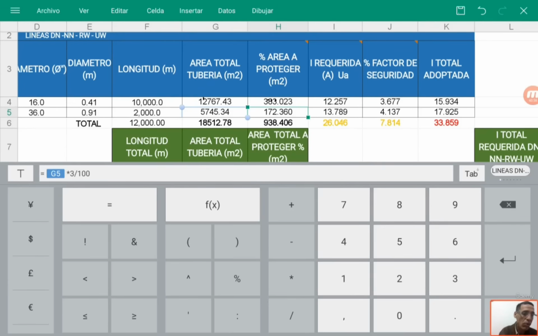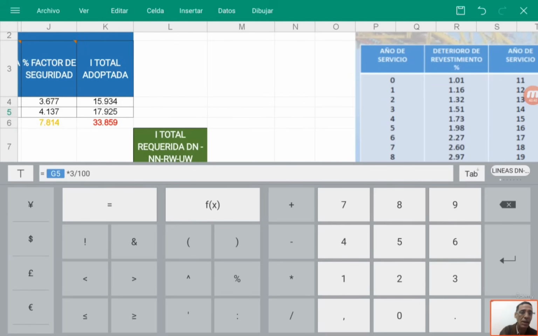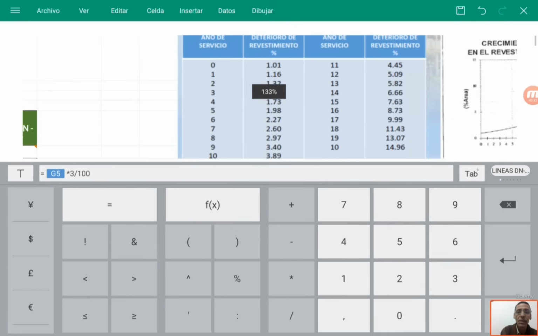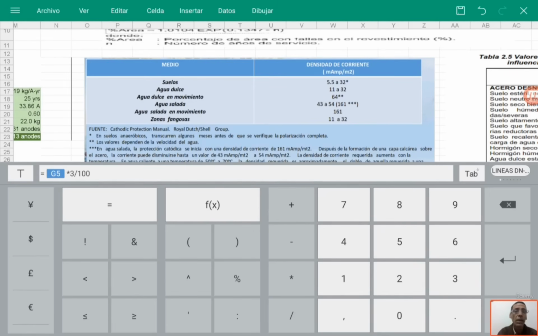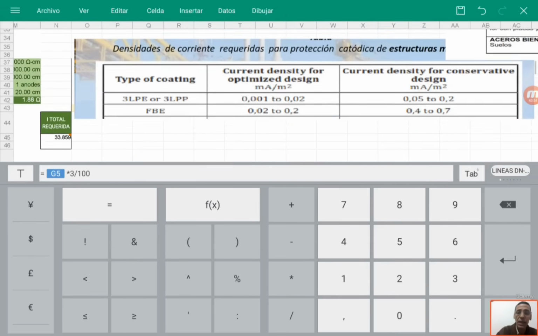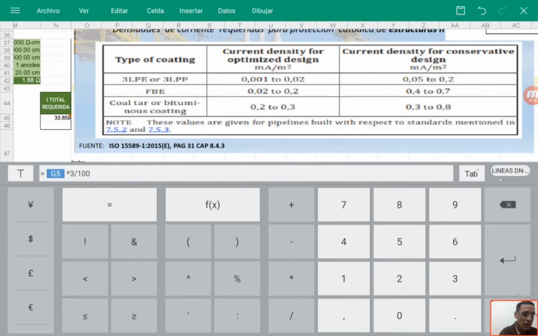Now let's move on to the required current. What do international standards tell us? Notice that, depending on the corrosive environment, when should I make a selection? Because notice that here it talks to me about the coating as a factor. If it's a coated pipe, I should. If it's a 3-layer system, I should. The most severe would be 0.2.